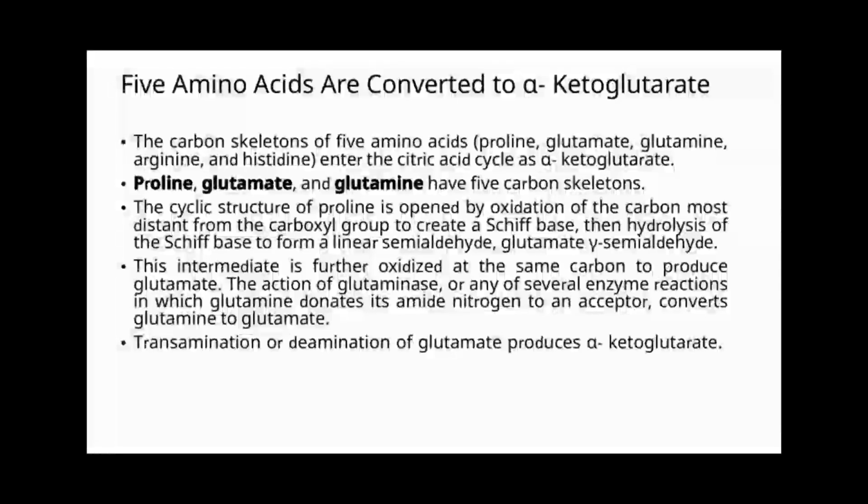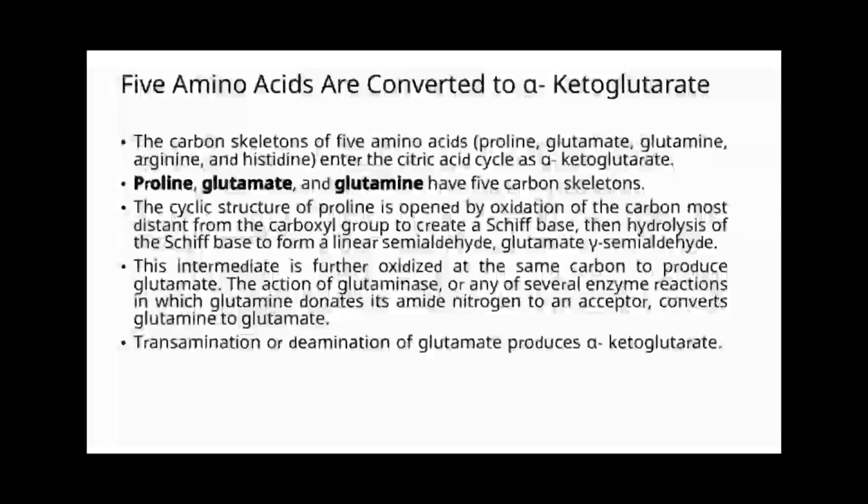Glutamine, on the other hand, is converted into glutamate through the action of glutaminase or other enzyme reactions that transfer its amide nitrogen to an acceptor. This process is vital for nitrogen metabolism. Finally, through transamination or deamination of glutamate, we produce alpha-ketoglutarate, which then enters the citric acid cycle. So, in summary, these amino acids are converted into alpha-ketoglutarate through a series of enzymatic reactions, linking amino acid metabolism directly to the citric acid cycle and overall energy production.